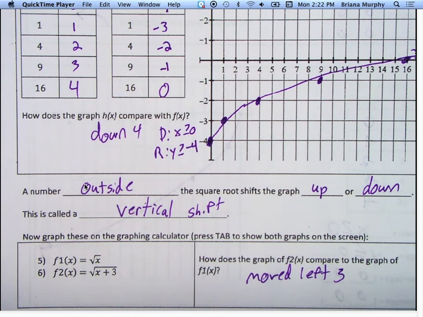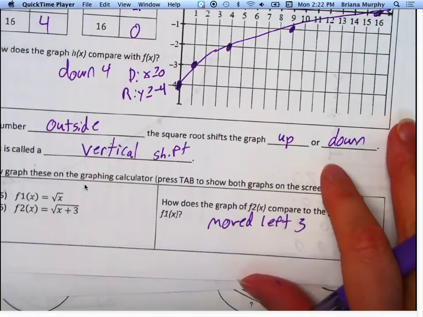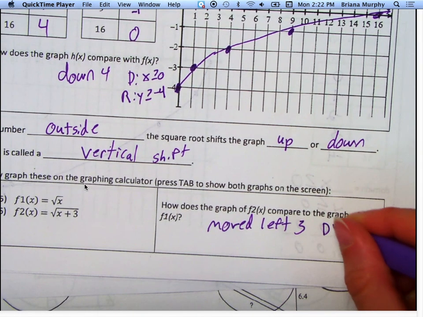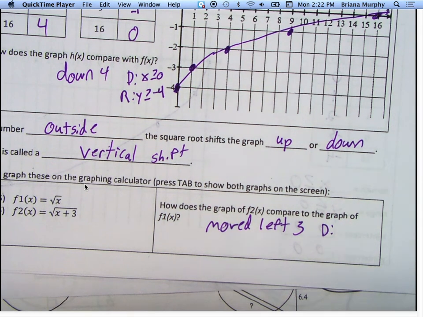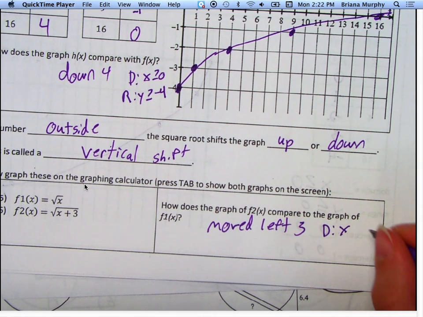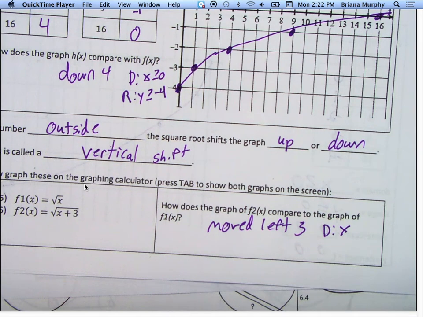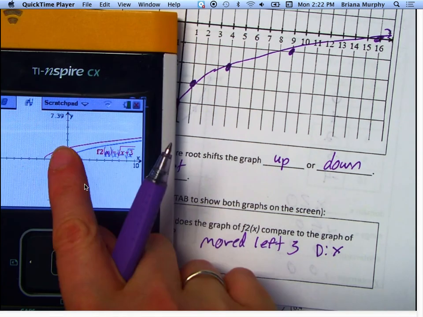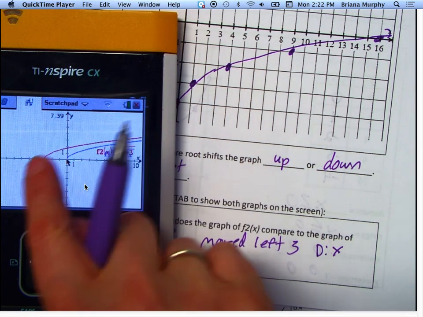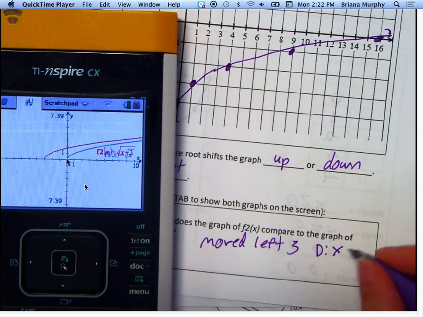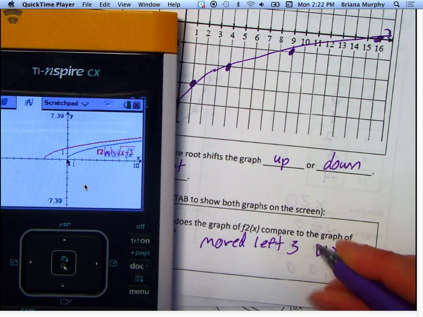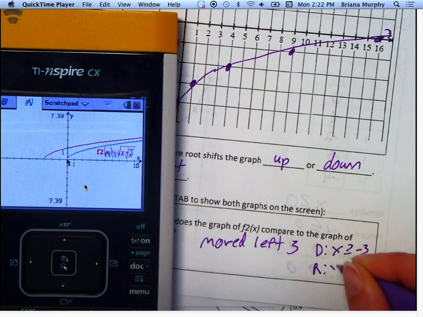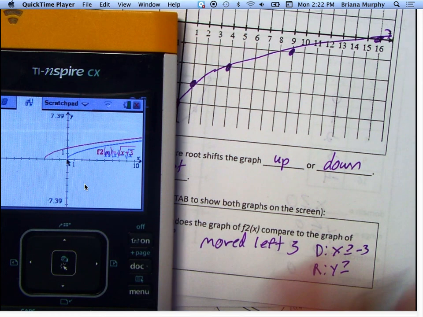Okay. Let's talk about the domain and range for it before we move on. What's the domain? X is greater than or equal to 0. Oh, look at it. Oh, less than. X, look at the orange one. Oh, greater than or equal to negative 3. Greater than or equal to negative 3. What's my range? Ooh, that one's 0. Y is greater than or equal to 0. Okay.